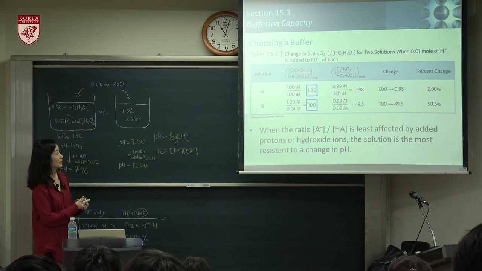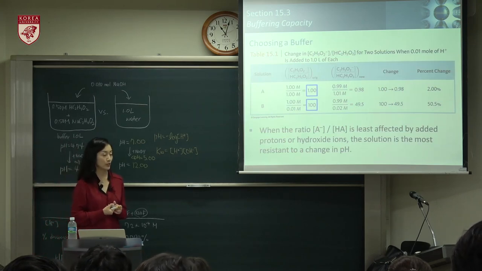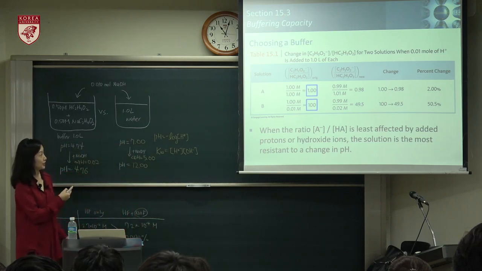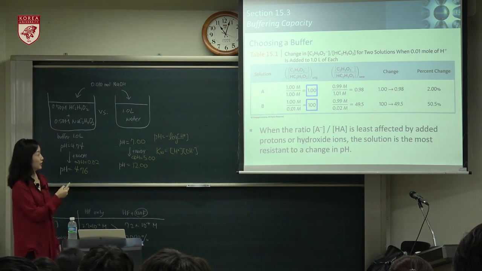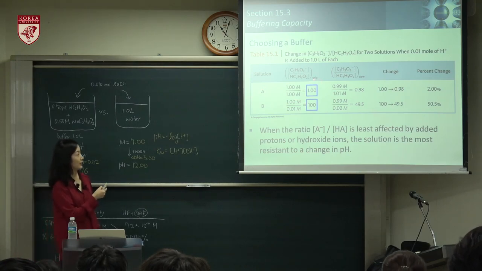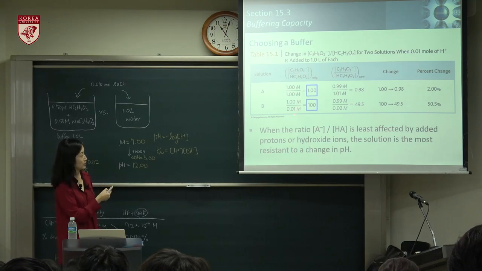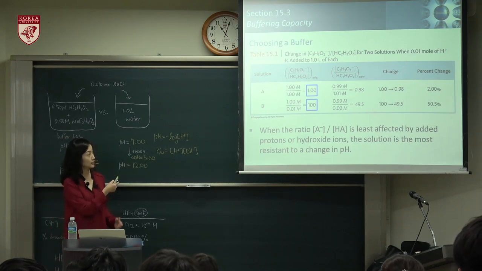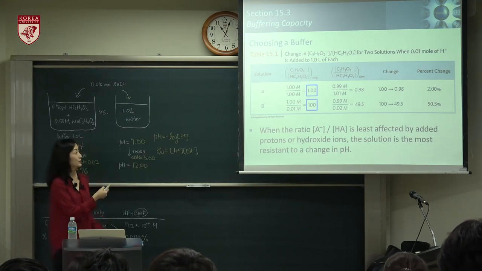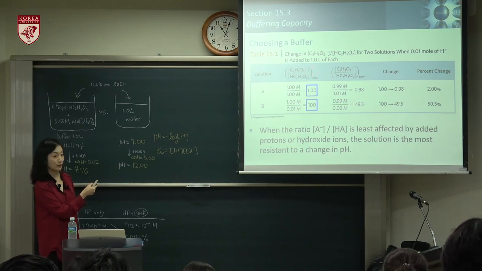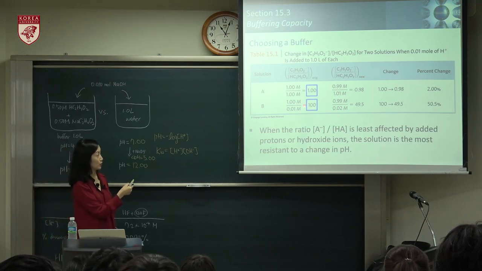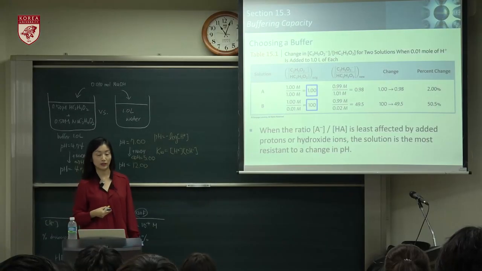Okay. So when choosing a buffer, what are the factors that we need to consider other than the buffering capacity? To answer that question, let's compare two solutions. Both solutions A and B contain acetic acid and acetate. But in solution A, the ratio of the concentration of the acetate to the concentration of acetic acid is 1, meaning that we have the same amounts of the acetate and the acetic acid. But in solution B, this ratio is 100.